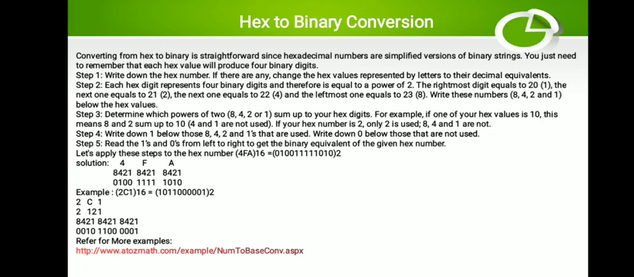Suppose there is a fractional part. So how do we represent it? If there is a fractional number after the decimal point, we will not read it from right to left. We will start reading after the decimal point from left to right, make groups of 4 bits and represent the equivalent binary. Clear? Now suppose we have to do the reverse, that is convert binary to hex.